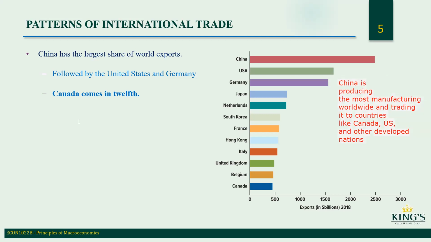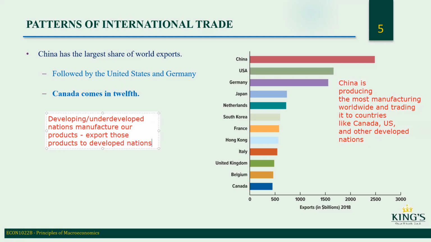So really what happens is the developing and underdeveloped nations manufacture our products and export those products to developed nations. And that's usually how the cycle works. So we really rely on underdeveloped and developing nations to make our products. And that's really what happens in our economy.